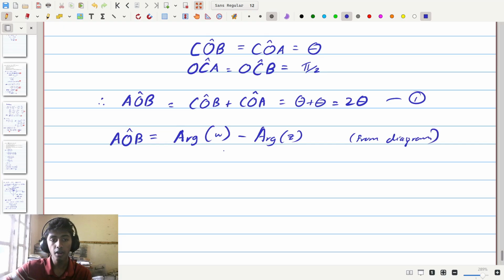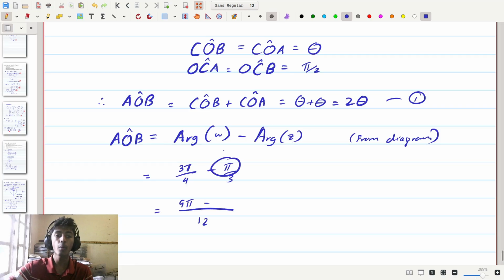So therefore, this angle AOB is equal to the arg of W, which is equal to 3 pi by 4, minus the arg of Z, which is equal to pi by 3. Now if we simplify this down, for a common base we're going to need 12 here. So if we divide by 12, we need to multiply this by 3, which gives us 9 pi, and multiply this by 4, which gives us 4 pi, which means that the angle here is equal to 5 pi by 12, which is going to be fact number 2.